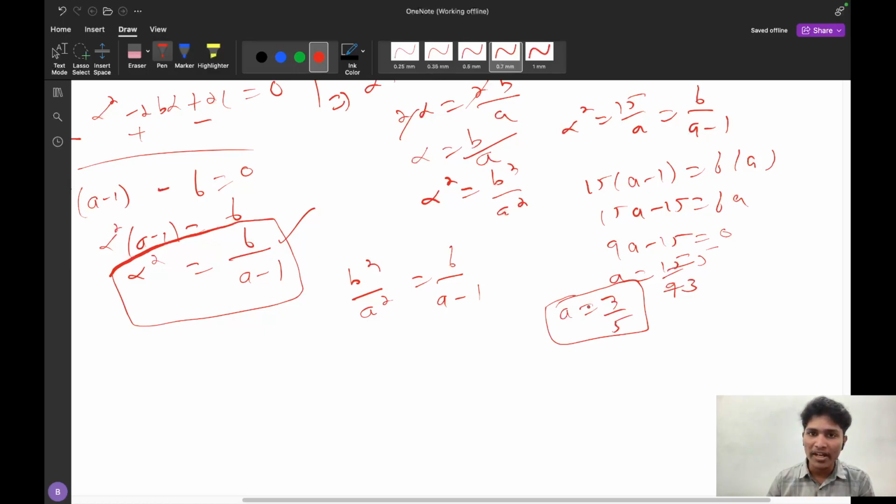If a equal to 3 by 5, I can find the value. How can we find the value? A equal to 3 by 5. One second guys, if I make a mistake I will correct it here.